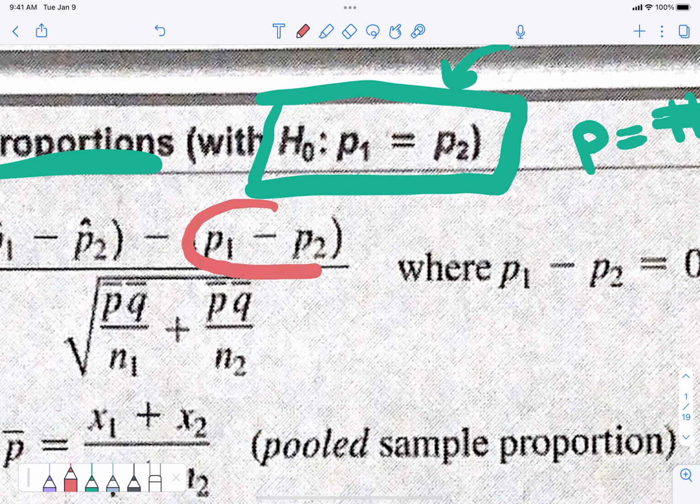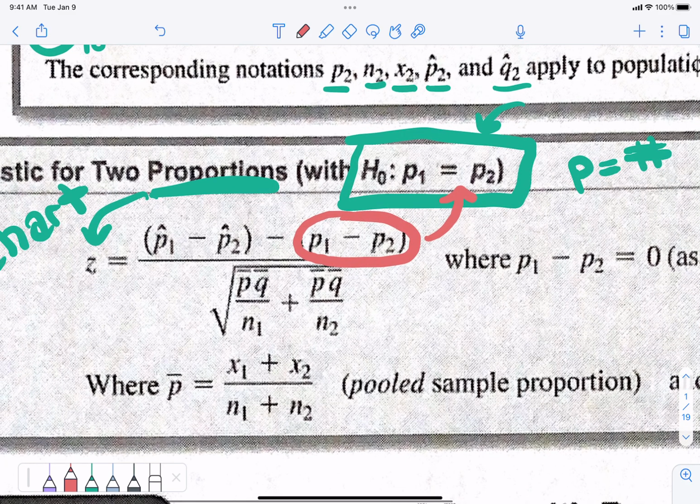They're wanting us to say P1 minus P2 in the formula. Now, we are under the assumption that P1 equals P2. If P1 equals P2, what will P1 minus P2 be? 0. So in the formula, they have P1 minus P2, but if we're assuming equal to, which is always the case, we always assume equal to for our null hypothesis, this number will always be 0 in that spot.